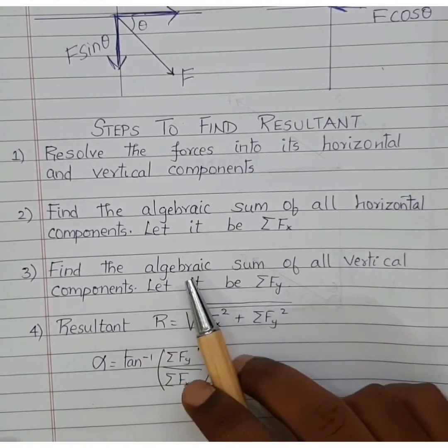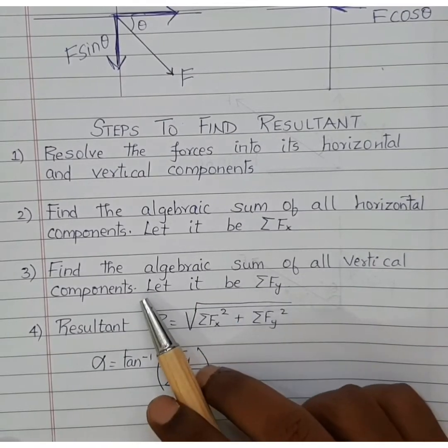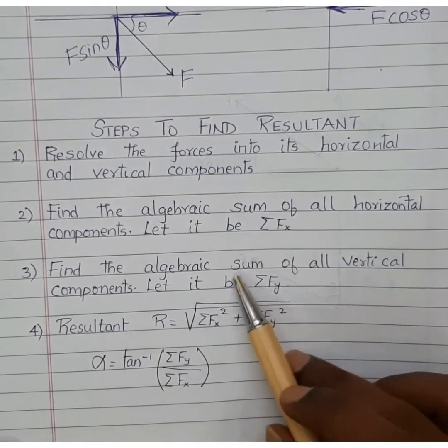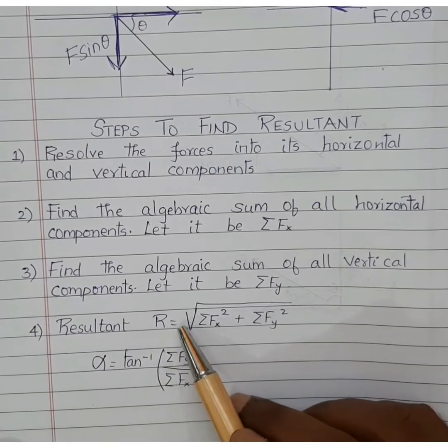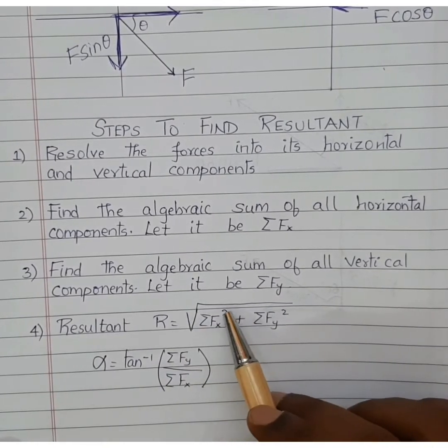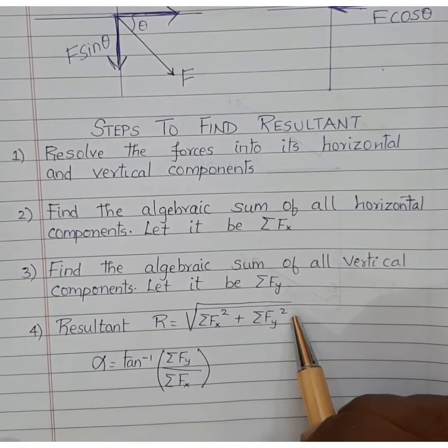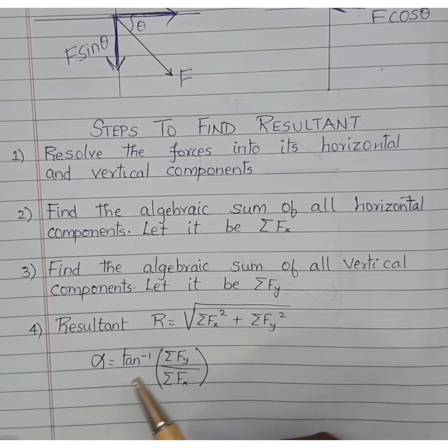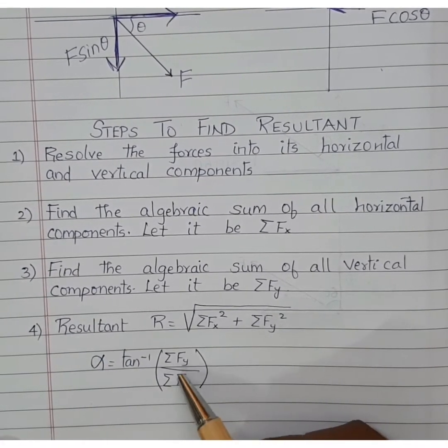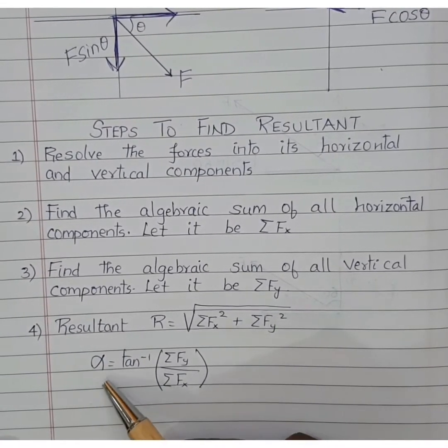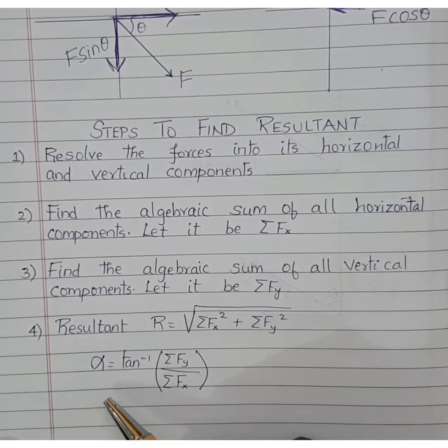Next you have to find the algebraic sum of all the vertical components and let that be sigma fy. Then the resultant R is given by root of sigma fx square plus sigma fy square. And the direction alpha is given by tan inverse of sigma fy by sigma fx, where alpha is nothing but the angle made by the resultant with x-axis.